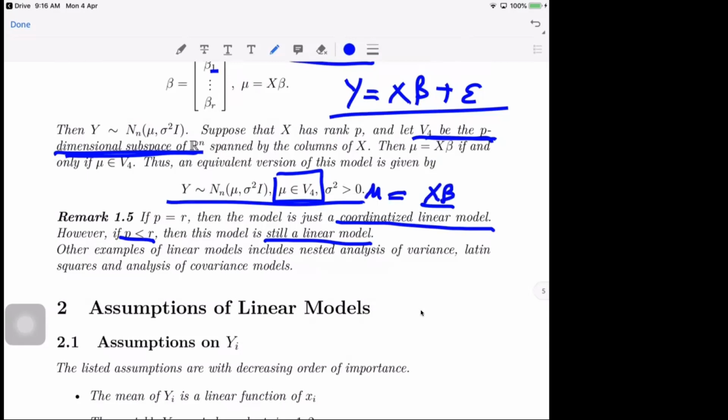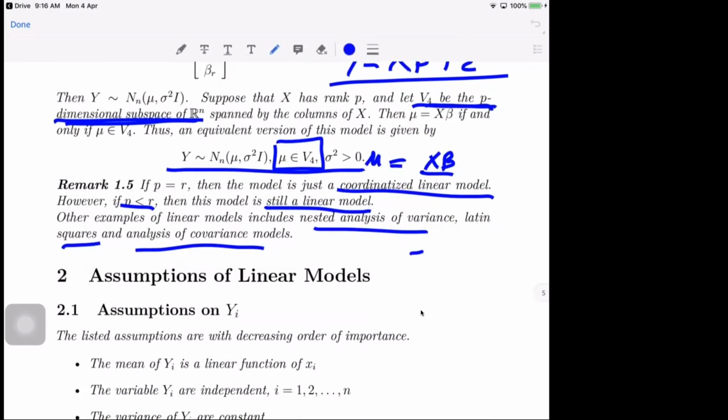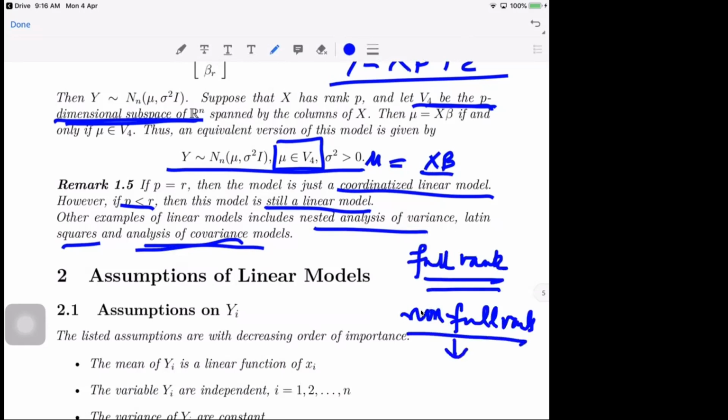Other examples of linear models include nested analysis of variance, Latin square, or analysis of covariance models. In this course, we will concentrate on the regression models, because what we are looking at here is a full rank matrix. For ANOVA or ANCOVA models, usually the X there is not of full rank. Because it's not of full rank, we have to define some constraints in the model to make our estimates unique, no?